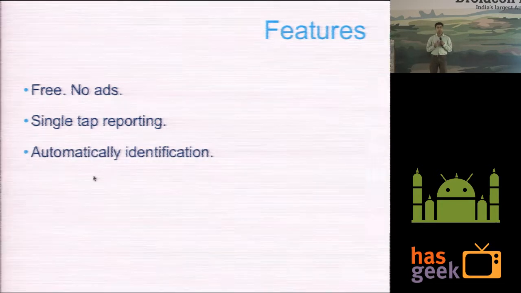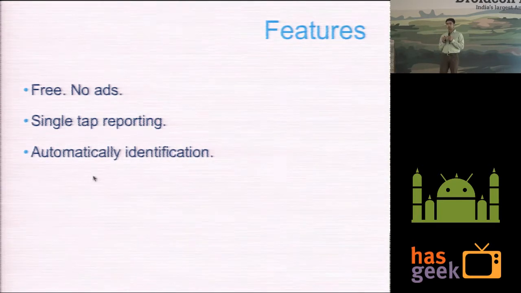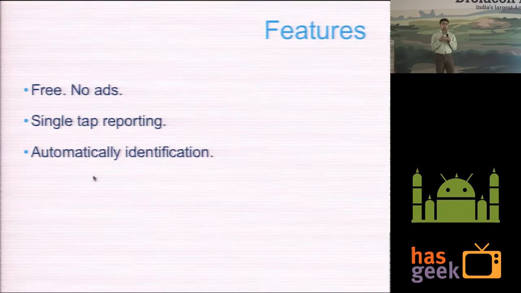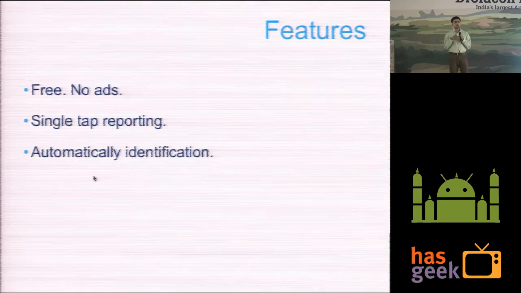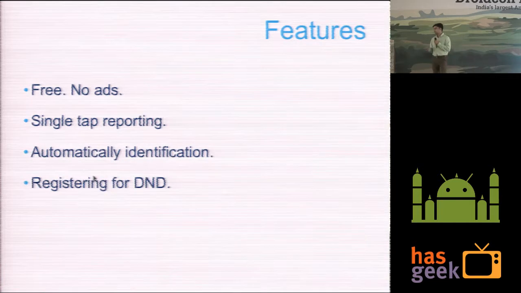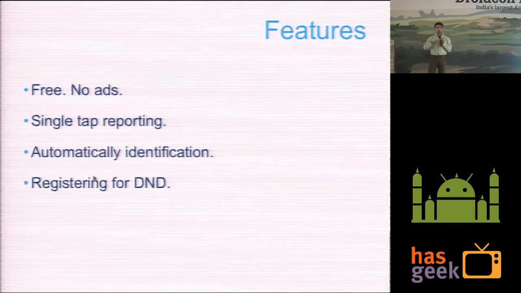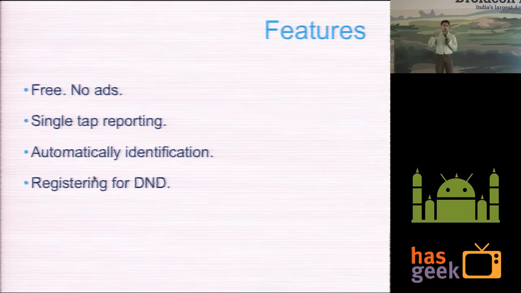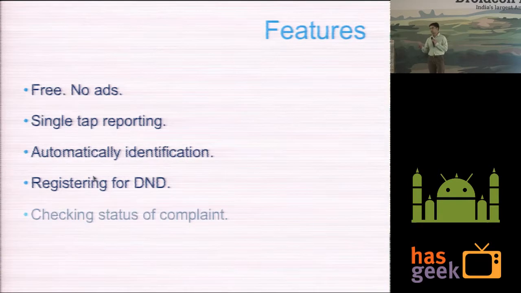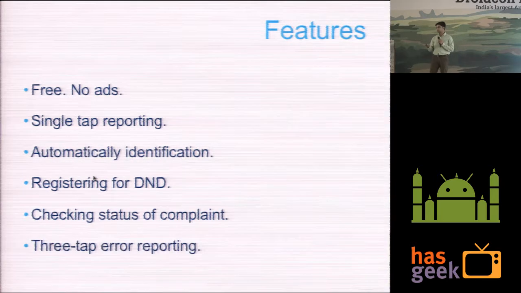There's also one nice feature, like the last problem that I mentioned in the previous slide: it automatically identifies your operator and circle and intelligently applies the kind of string that operator accepts. Right? So you don't have to do anything. Registering for DND is also an option, so you get a list of categories for which you can register or deregister from DND, and you don't have to, again, write an SMS for this. And you can also check the status of a complaint that you have made previously.